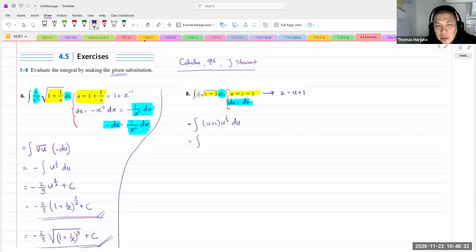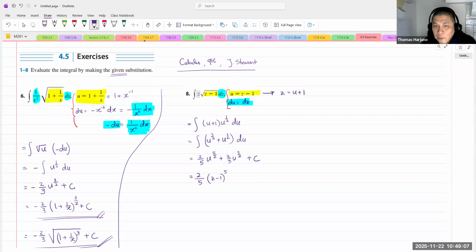Then, as before, I distribute: u to the power of 3/2 plus u to the power of 1/2 du. Then integrate: u to the power of 5/2, I multiply by the reciprocal of the exponent; u to the power of 3/2, then multiply by the reciprocal of the exponent. Don't forget plus constant. Now, our textbook has a tendency at this point to replace the u by whatever the substitution is. And that's okay.